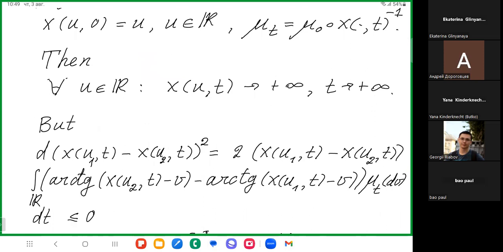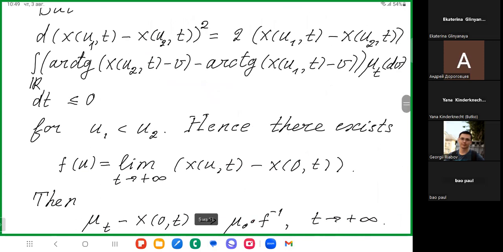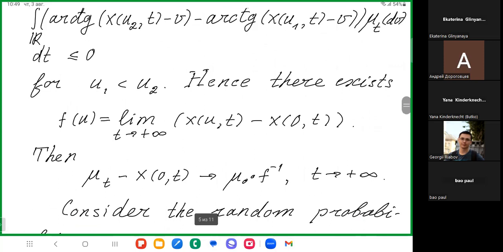It means that there exists a limit f(u) for any point. This is a distance up to the point which started from 0. Then, if we consider the shift of mu_t and x_0(t), it will be an image of mu_0 under f minus 1. It will tend to mu_0 under f minus 1. So we see that the family mu_t now is shift compact.